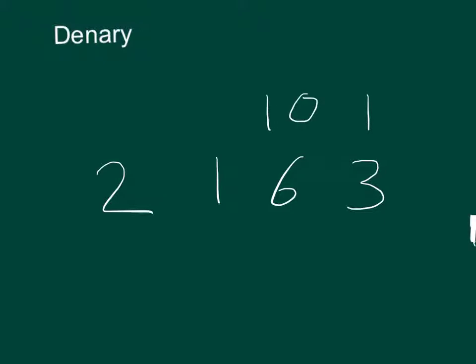When we learnt to count, we learnt in denary. This means to the power of 10, probably because we have 10 digits on our hands. So, if we take the number 2163, if we were to count this out, this means 3 ones, 6 tens, 1 hundred, and 2 thousands.